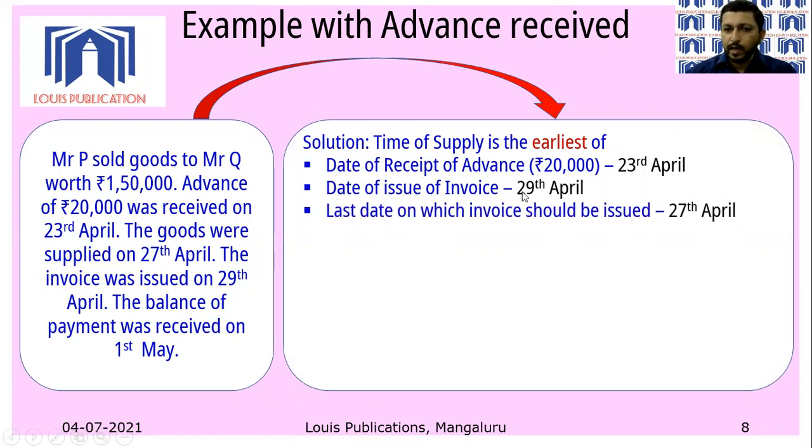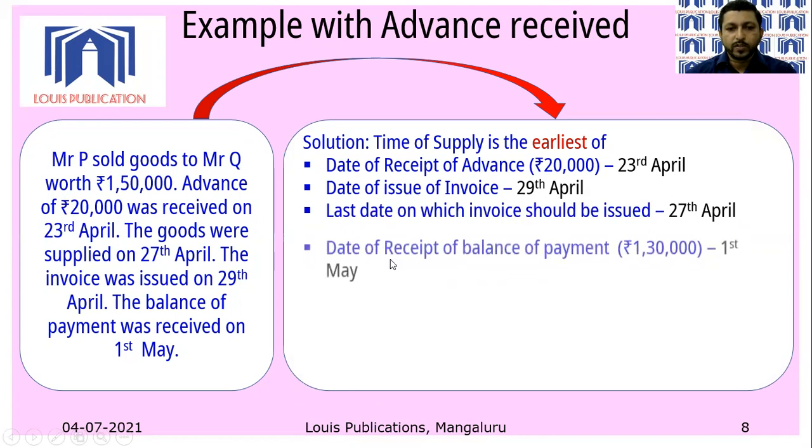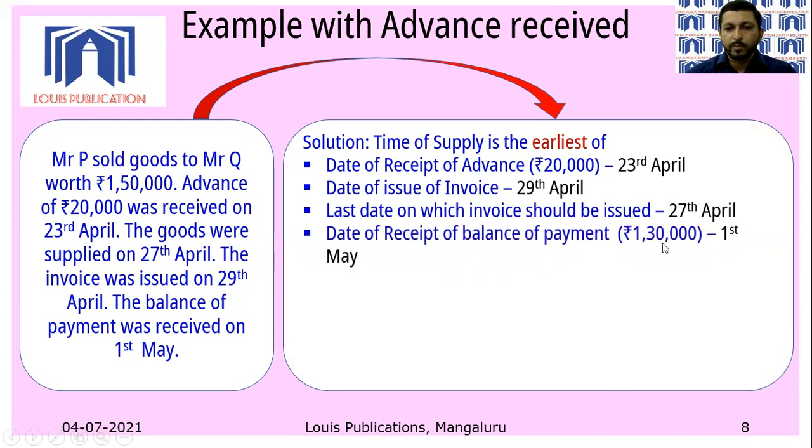Now, when I'm drawing a comparison as far as advance is concerned, among the three, whichever is the earliest, make a note of that. As far as advance is concerned, 23rd of April will be the time of supply. Also, we are given another point, saying that the balance of payment, that is 1,30,000, was received on 1st of May.